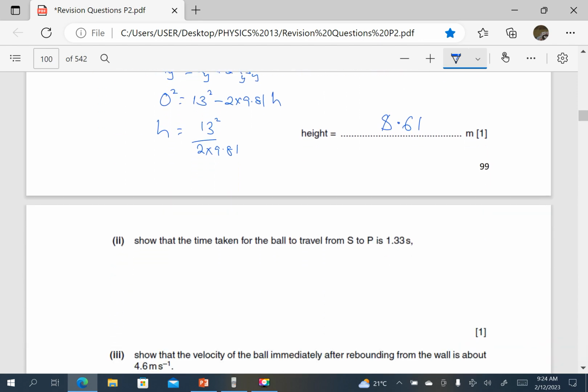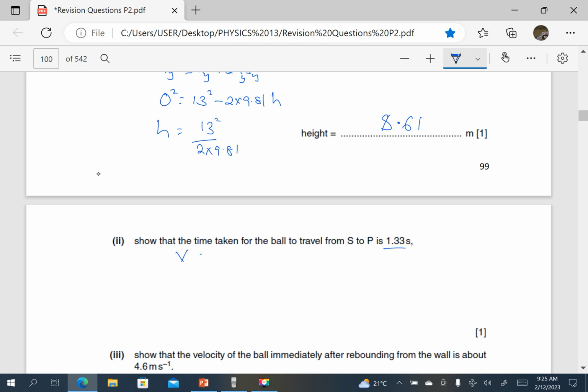Show that the time taken for the ball to travel from S to P is 1.33. S to P. Since we know the horizontal distance, we can even use the horizontal distance, but we can still use the vertical distance. There is no problem. Remember, time is a scalar. Whether I use horizontal or vertical, the time is the same. So let me use vertical for simplicity.